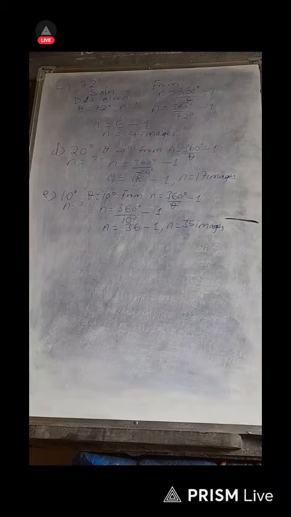Let's continue the part F. Part F is when the angle is 24. When the angle is 24, what will be the number of images? What is when the angle between the plane mirrors is almost 24? What will be the number?